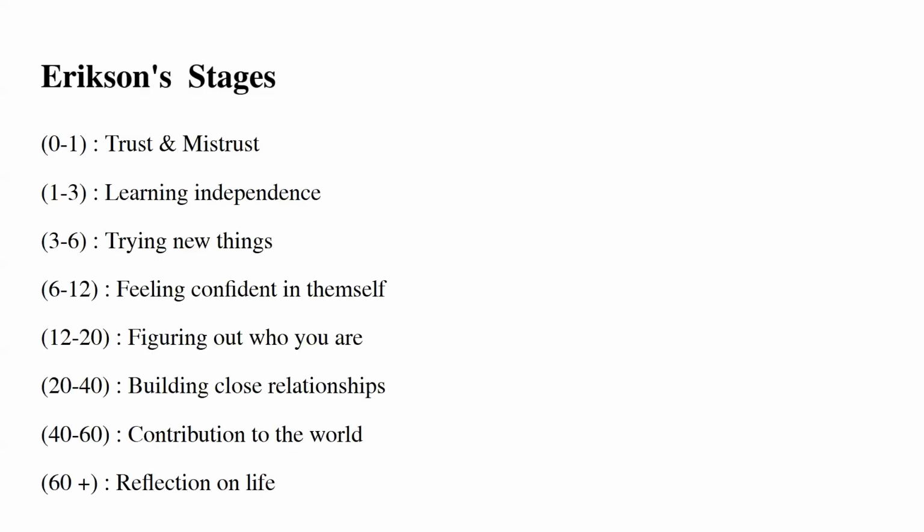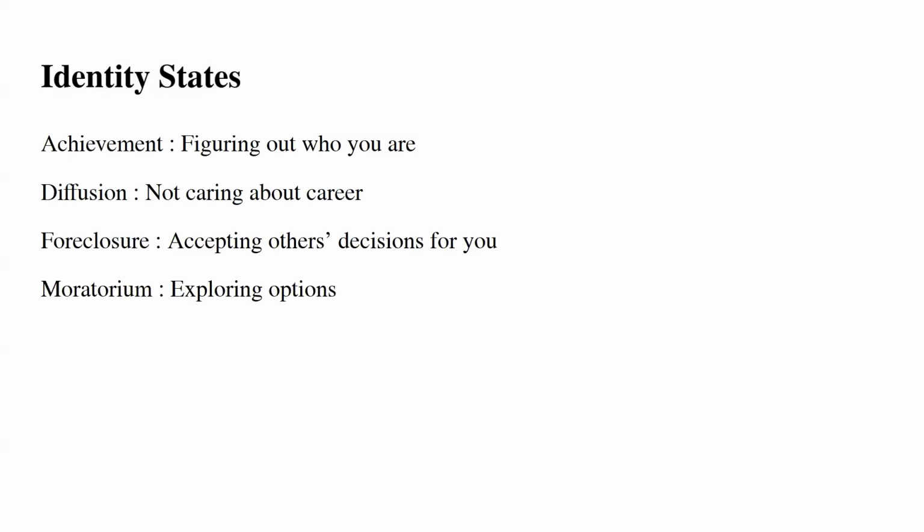Psychosocial stages of development are Erikson's 8 stages of personal growth. Psychosocial conflicts are challenges in each life stage. So here are the Erikson stages. Adverse childhood experiences are traumatic events during childhood. Identity states are achievement, diffusion, foreclosure, and moratorium. And that is it for Unit 3, Part 1.